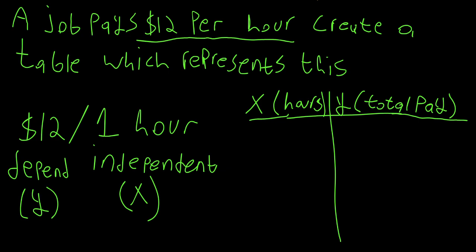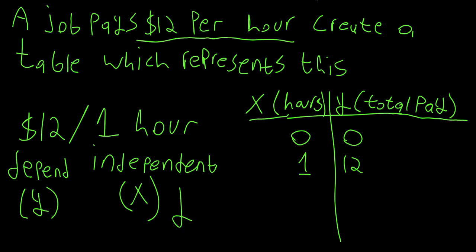Okay? So when we work 1 hour, our total pay will be $12. And when we work 2 hours, actually, let's take it one step back. And if you didn't put exactly this, that's okay. This is more of a conceptual lesson. So when we're at 0 hours, what is our total pay? Well, it's $0. When we're at 1 hour, it's $12.